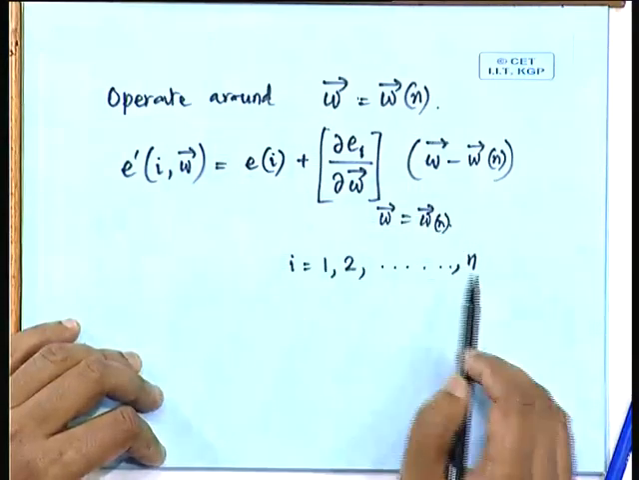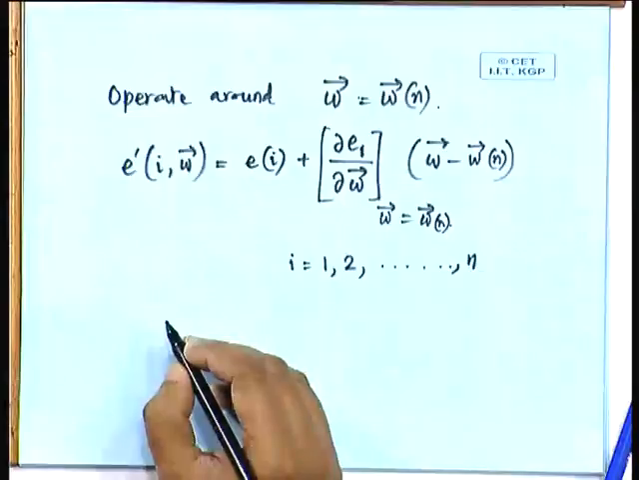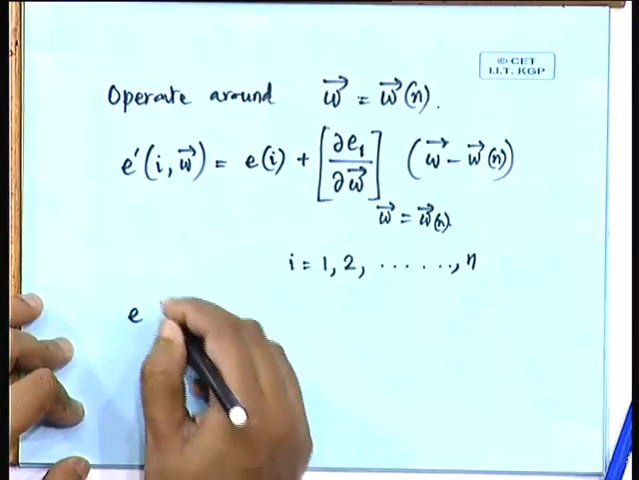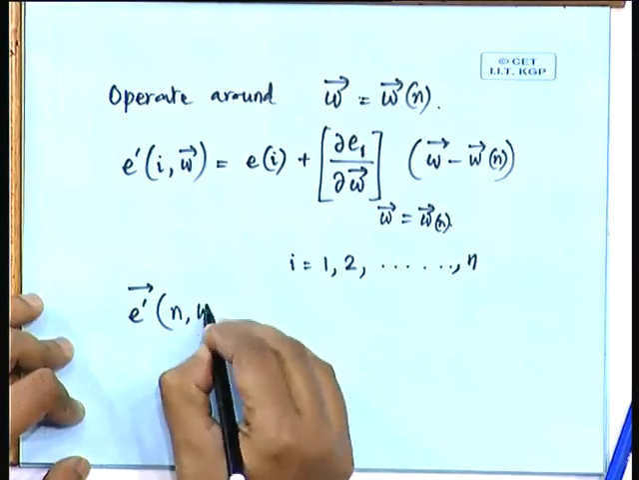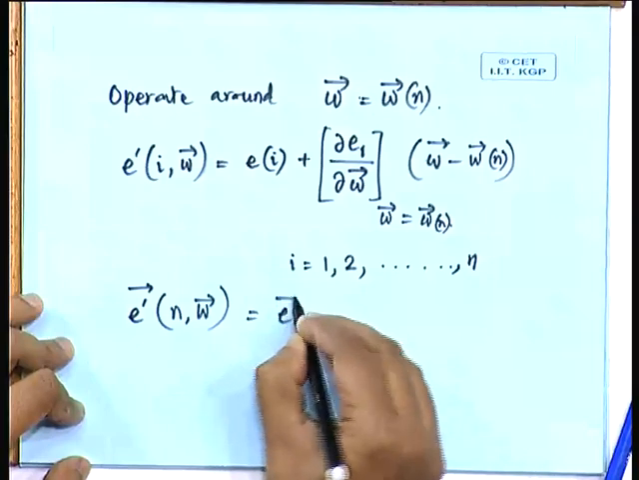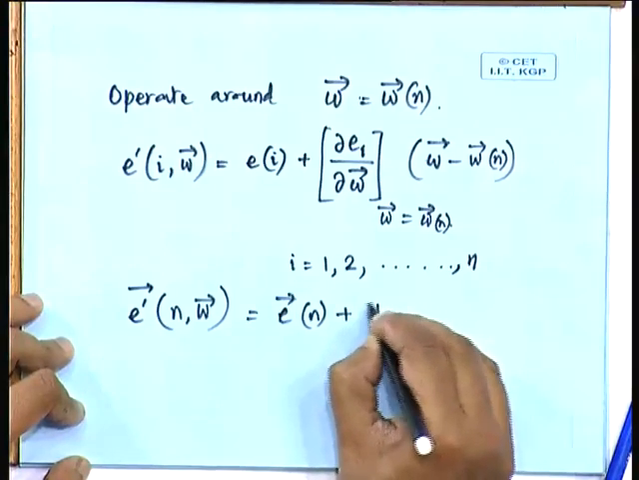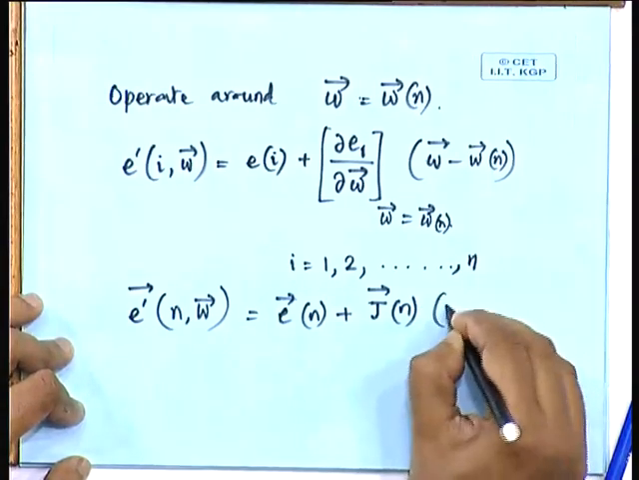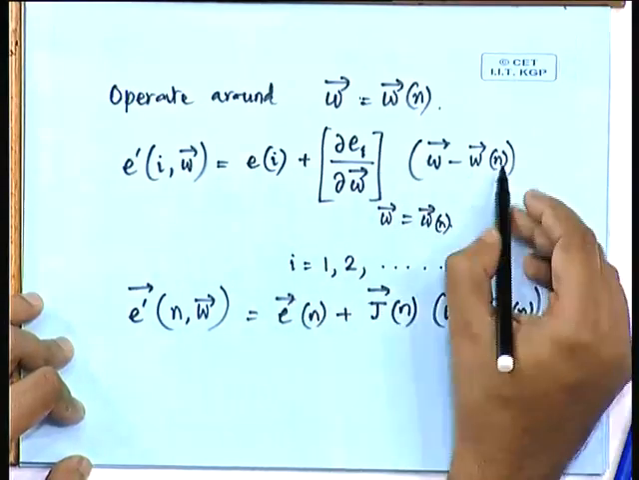The error will be this, at the end of n observations, not iterations. So in matrix notation we can write that e prime n of W will be equal to e n plus, I will explain very shortly how it comes, this is the Jacobian matrix, times W minus Wn. This is effectively the matrix representation of this equation.